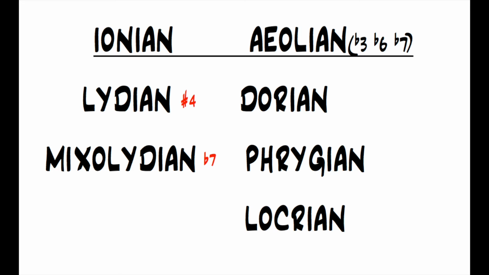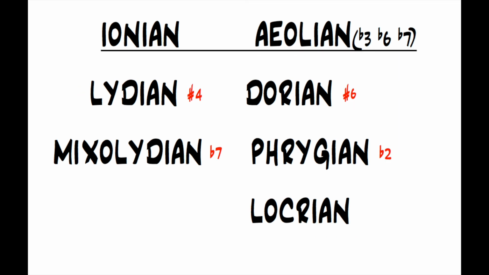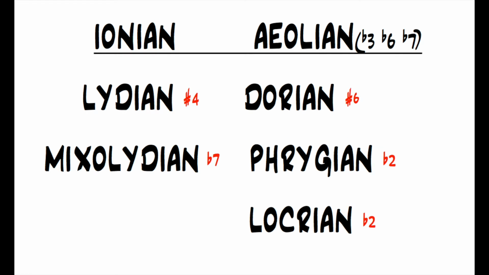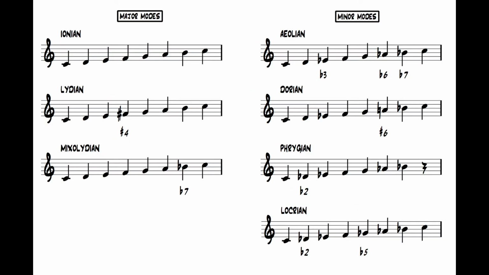Now on to the minor modes. Dorian is just like Aeolian, but it has a raised 6th degree. Phrygian is just like Aeolian, but it has a lowered 2nd degree. And Locrian is just like Phrygian with its lowered 2nd degree, but it also lowers the 5th degree. Here's a little chart that is easy and will help you start memorizing these modes.